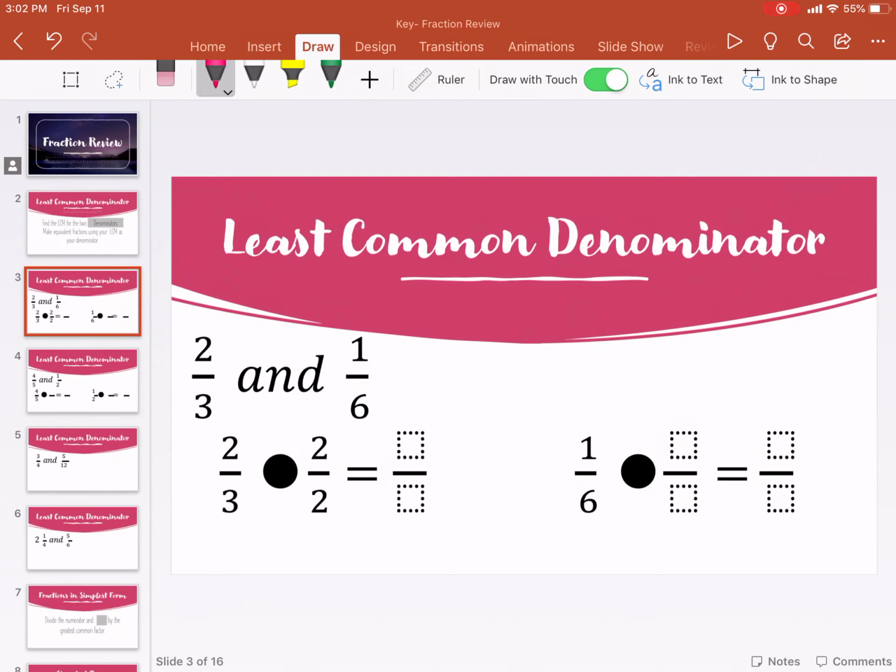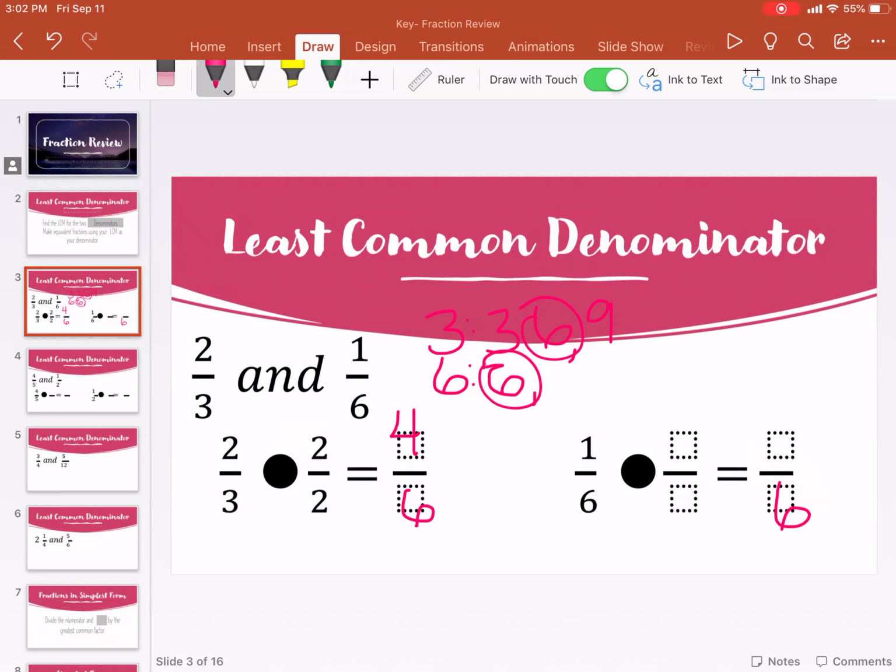So we're going to start with 3 and 6. 3, 6, 9, 6. Oh, there's our LCM. So we want our denominator to be 6. So 3 times what gets me 6? 3 times 2 gets me 6. So then you have to do the same thing to the numerator. 2 times 2 is 4.